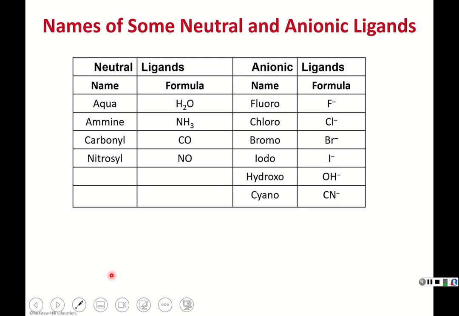If we look at some neutral and anionic ligands: for H2O, we call that aqua; NH3, amine; CO, carbonyl; NO is nitrosyl. F minus, Cl minus, Br minus, and I minus, the halogens, are fluoro, chloro, bromo, and iodo. Hydroxide anion, we call that hydroxo in coordination compounds, and cyanide anion, we call that cyano.